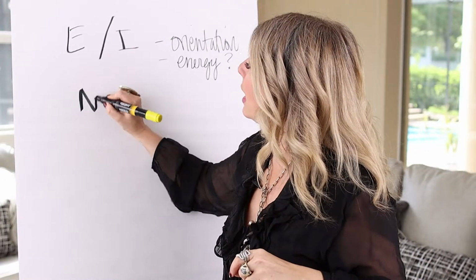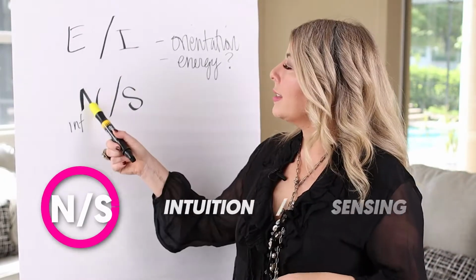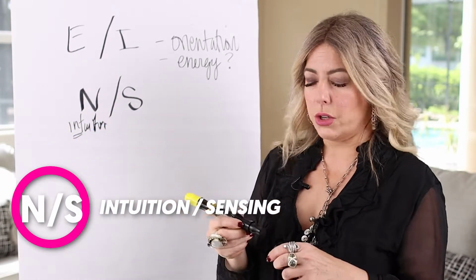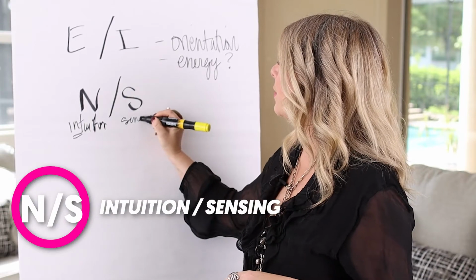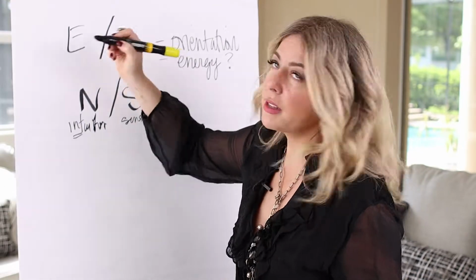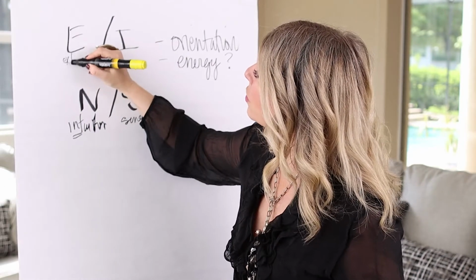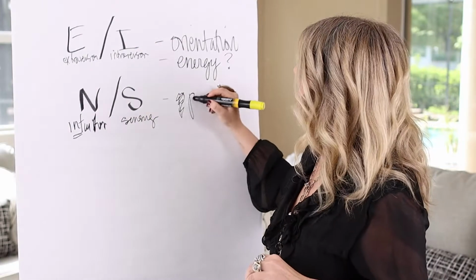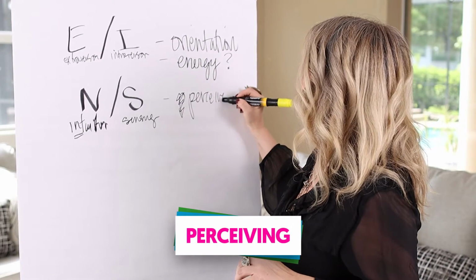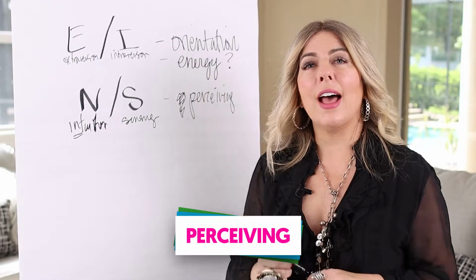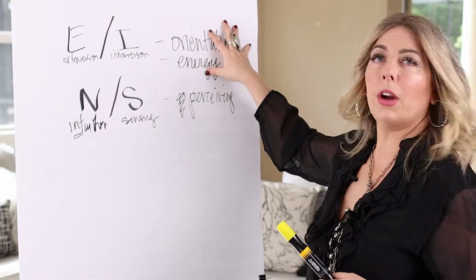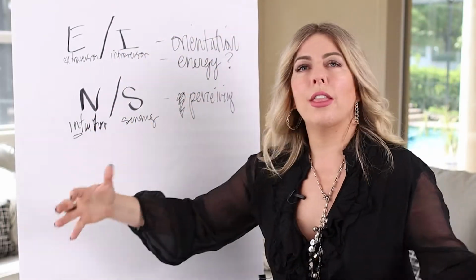The second scale is the N S. The N stands for intuition. So the N is for the N in intuition, and the S stands for sensing. Okay? And just to clarify here, this is extroversion, and this is introversion. The N S is all about your perceiving. How do you perceive? How do you gather information about the world?